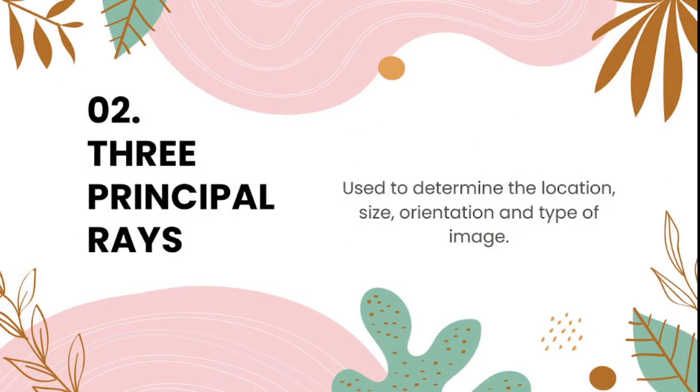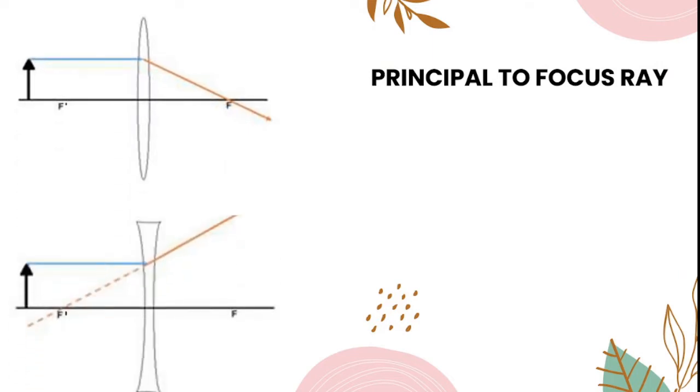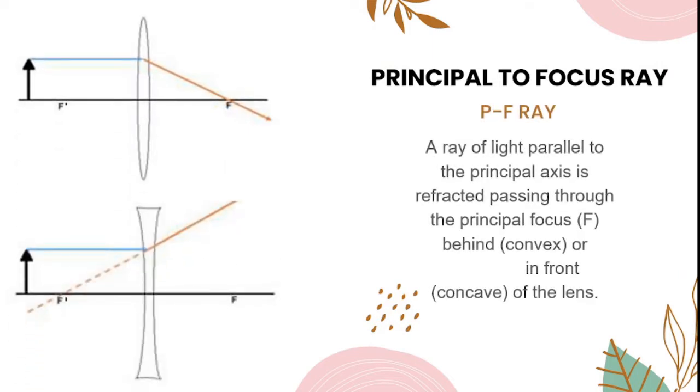In identifying the location, size, orientation, and type of the image formed by spherical lenses, we must be familiarized with the three principal rays. First is the principal to focus ray, or P to F ray. It is a ray of light parallel to the principal axis that is refracted, passing through the principal focus behind or in front of the lens.